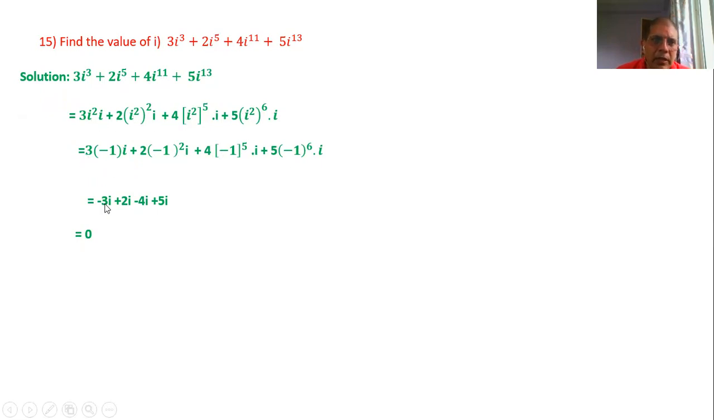Now it is minus 1, it is 3i, and it is 2, 2i, and it is minus 1, 4, minus 4i, and it is plus 5i. Then solve it, you will get 0.